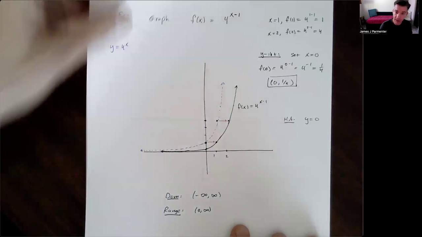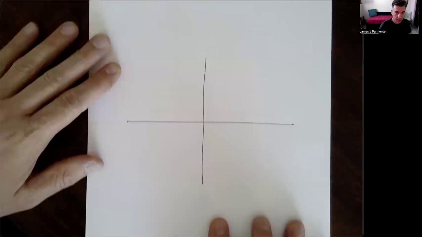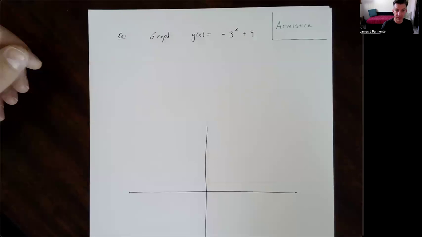All right, let's do a few more. So now we're going to graph g of x equal to negative 3 to the x plus 9.